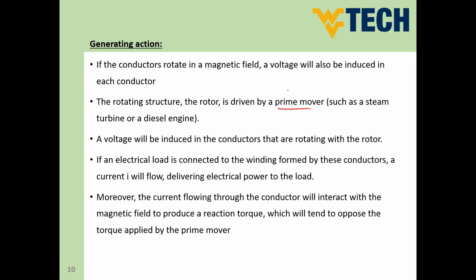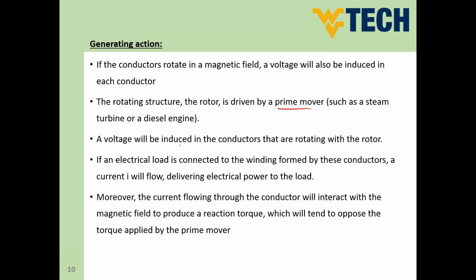For instance, in generators in power plants, this can be a turbine, like a wind turbine, a steam turbine, and all other turbines used in our power plants. Okay, so these are called prime movers, which are providing the mechanical power to our machines.